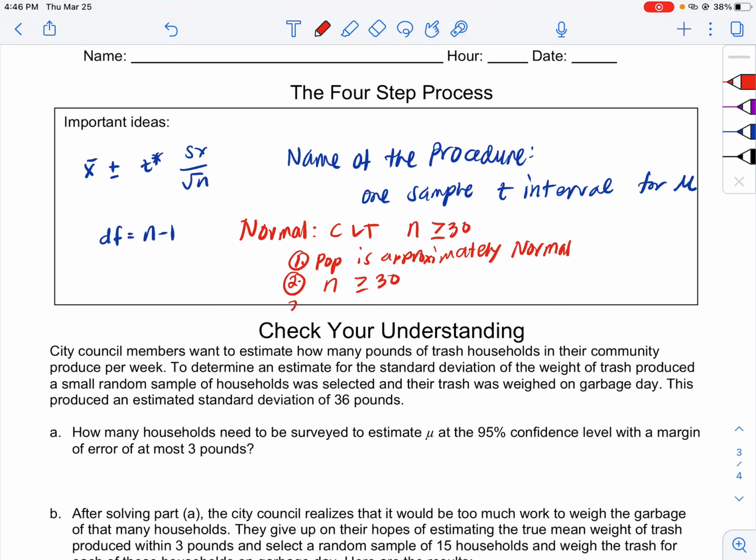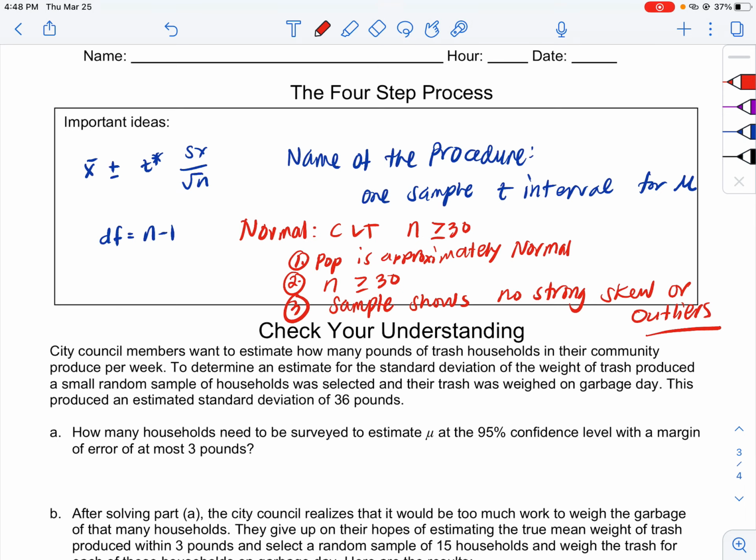Now, there is another one, which is number 3. If, let's say, for example, the n was not greater than or equal to 30, right? The n was like lower than 30. For as long as the sample shows no strong skew or outliers, we still can say that our distribution is approximately normal. Okay? So, what does that mean? Right? I will repeat that.